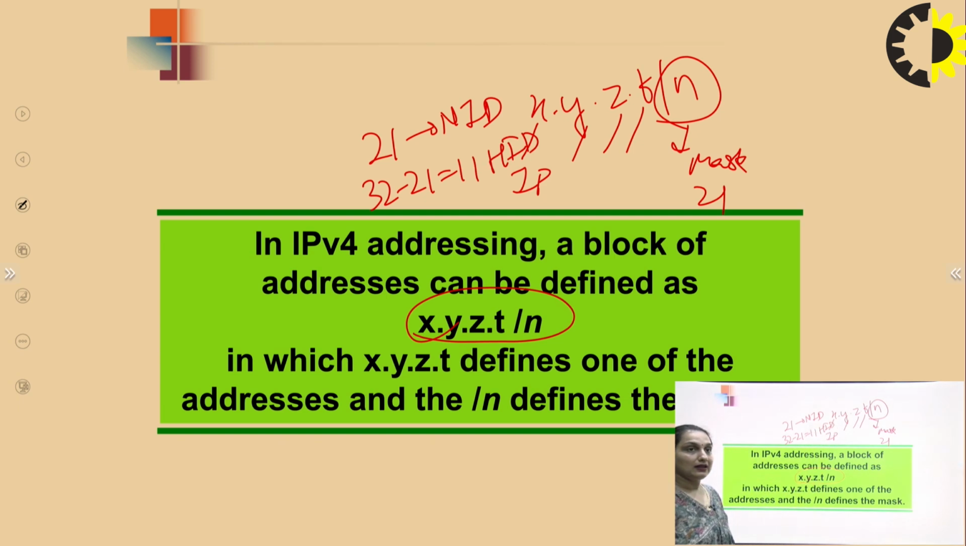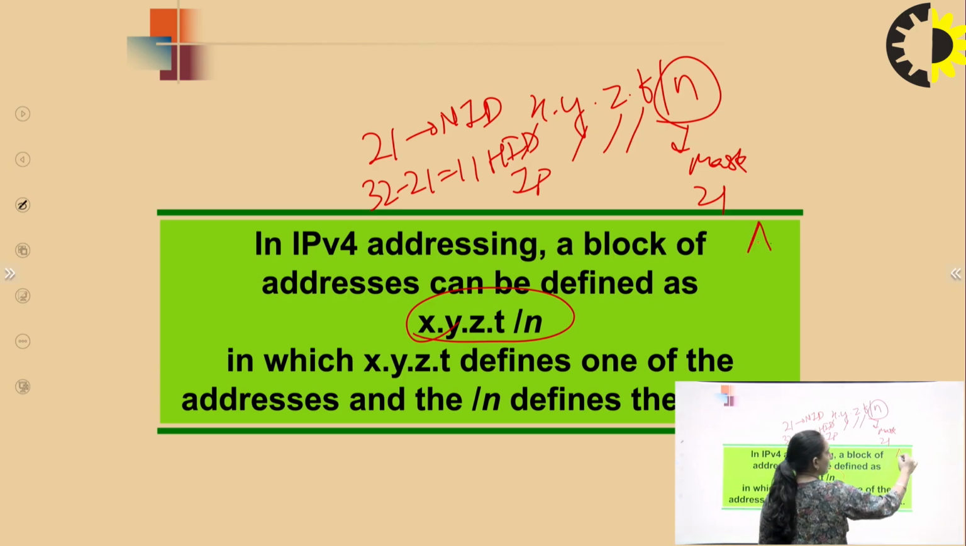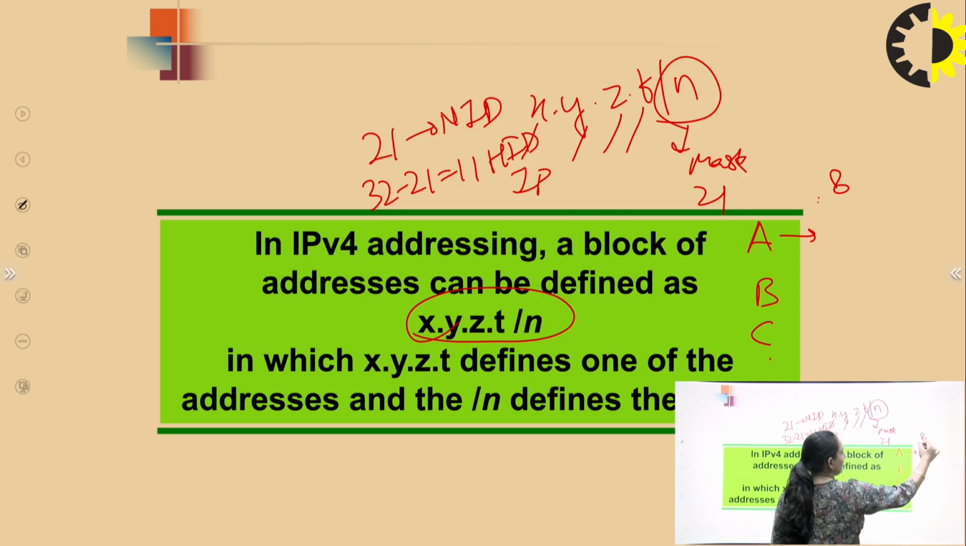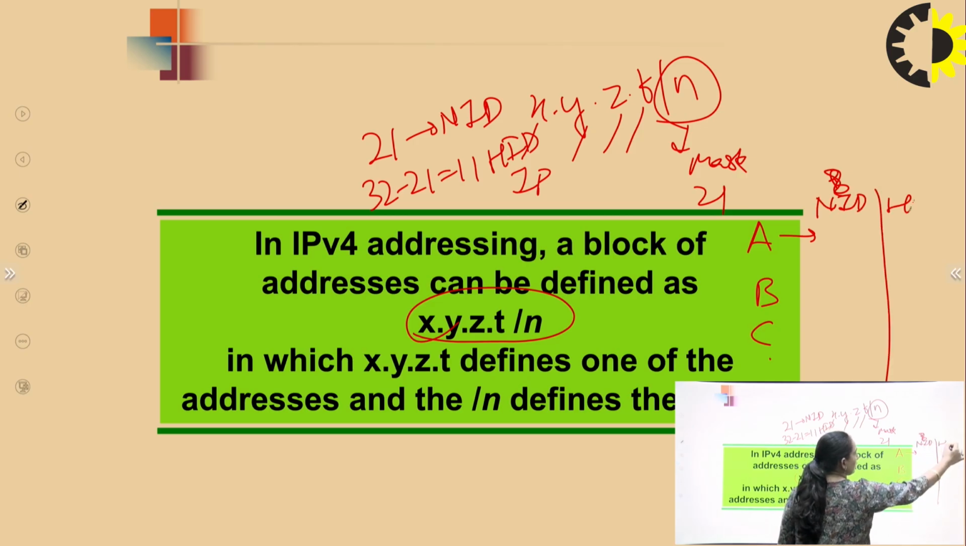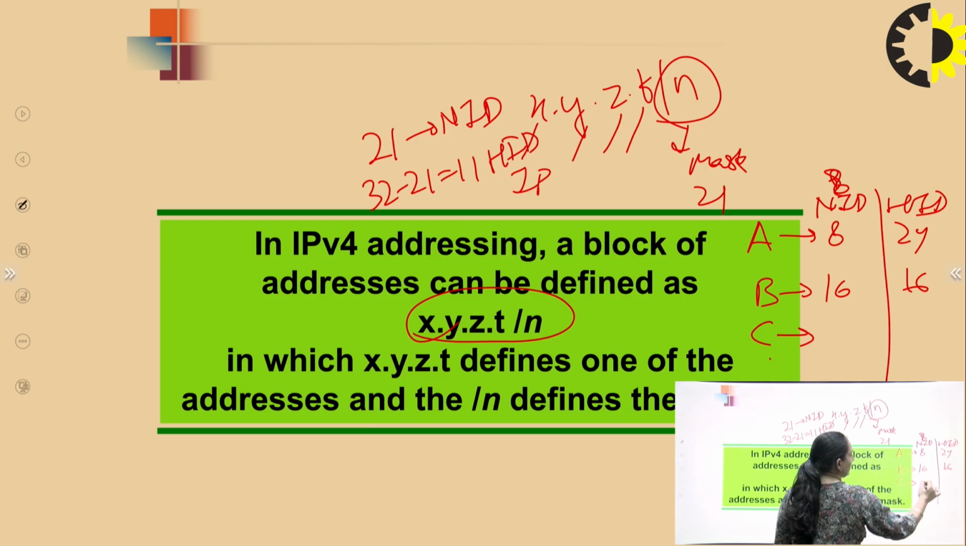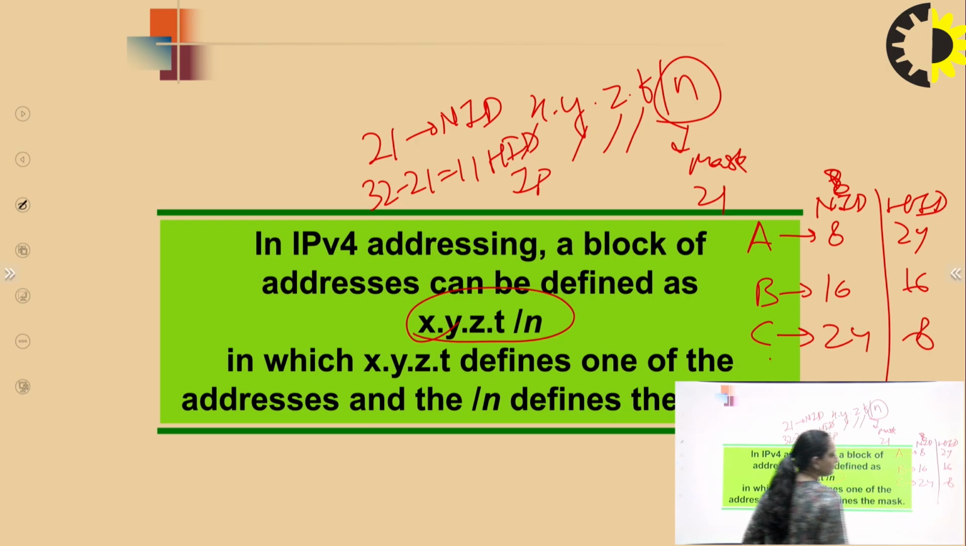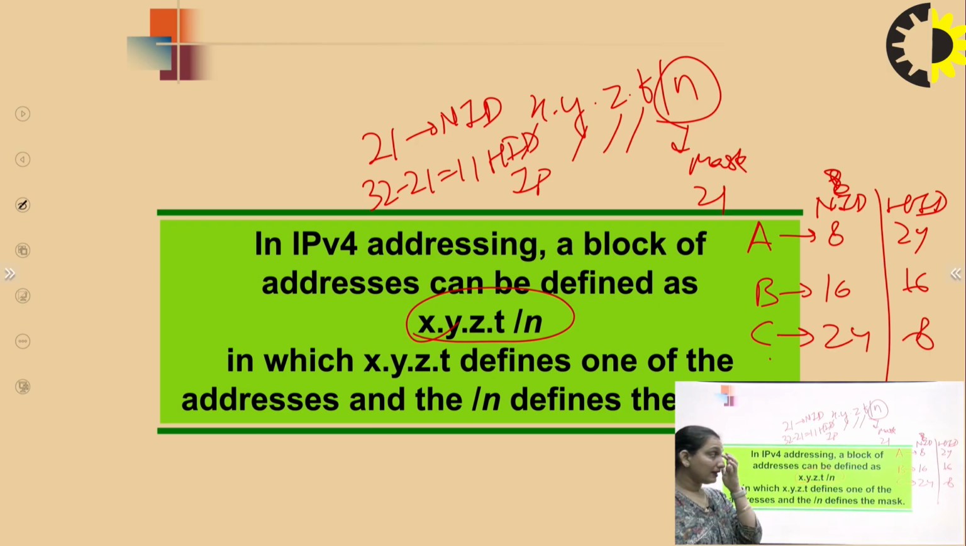But in the case of A, B, C, that is classful addressing, we know that A, B, C have an 8-bit network. Oh, sorry, we will write network here and host here. So we will write 8 and 24, 16 and 16, or 24 and 8. So in that case, the 8 is fixed when we are using class A.